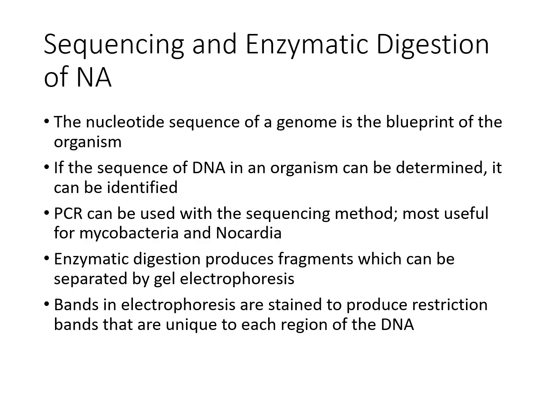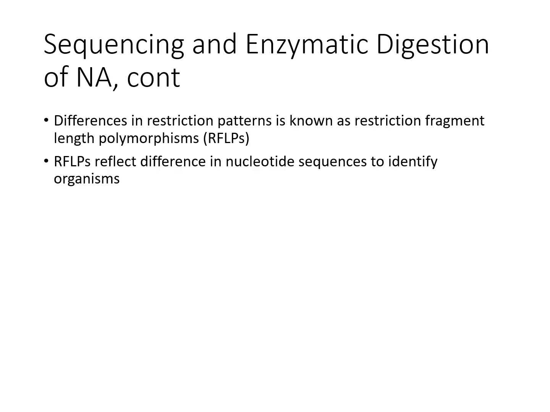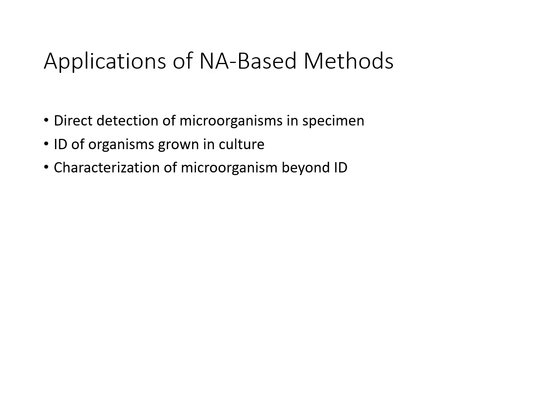Enzymatic digestion breaks DNA into fragments. These fragments are separated using gel electrophoresis. Stained bands in electrophoresis create unique restriction patterns for different DNA regions. Differences in restriction patterns are called restriction fragment length polymorphisms. Restriction fragment length polymorphisms reflect variations in nucleotide sequences and are used to identify the organism. And we'll talk about each one of these next.